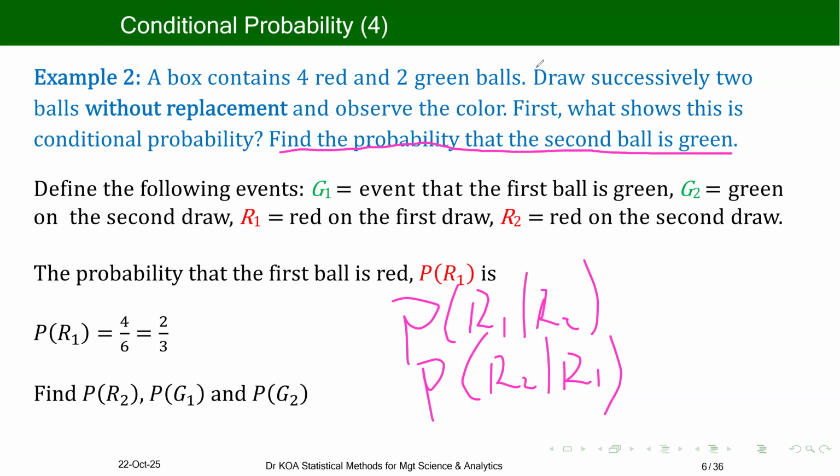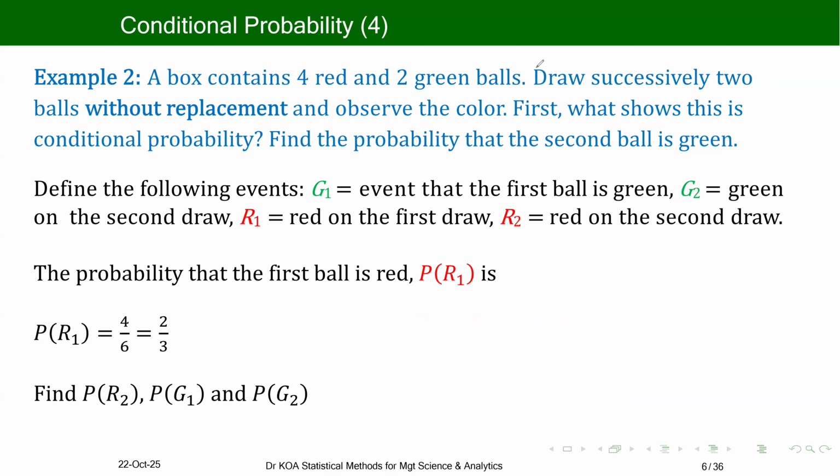The first green ball: 2 over 6. And then the second one, same, 2 over 6. Which is 1 over 3, isn't it? Yes, exactly. So those were the answers I was looking for.